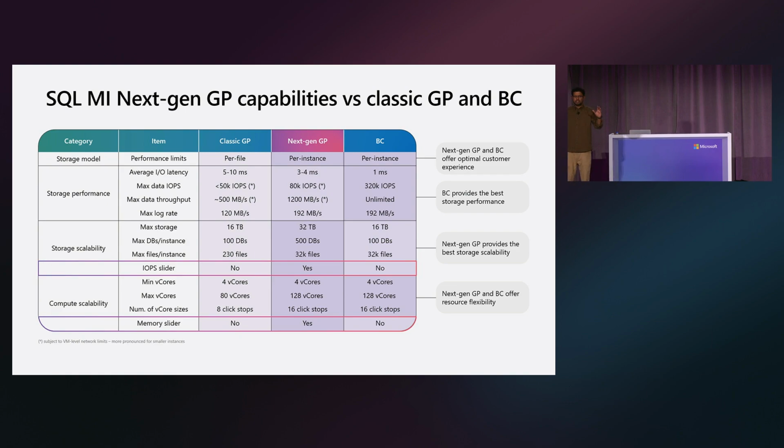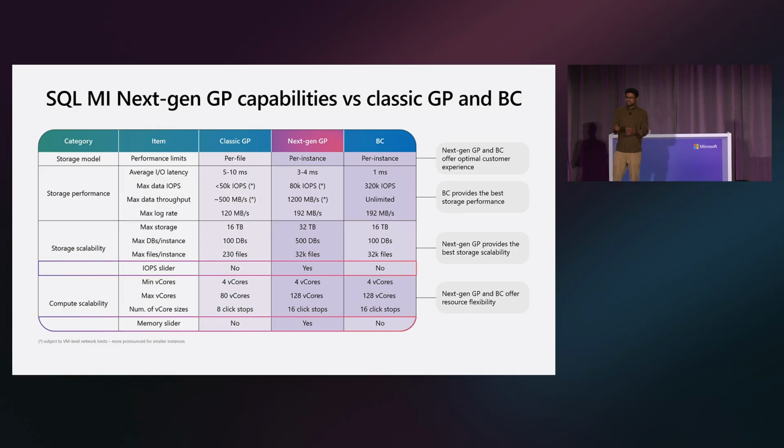Well, just for everyone to know, log rate is the rate at which you can essentially insert your data into the database. That's almost equivalent to BC. The storage scalability, if you see, it's way more than what BC gives you, which is 32 terabytes and 500 databases. Every on-prem customer that I'm talking to is saying, folks, we like it, but we want more scalability. That's what it is here. And compute scalability, right? As I said, prior general purpose is at around 128 vCores. The NextGen GP is at around 128 vCores, which is equivalent to the BC.